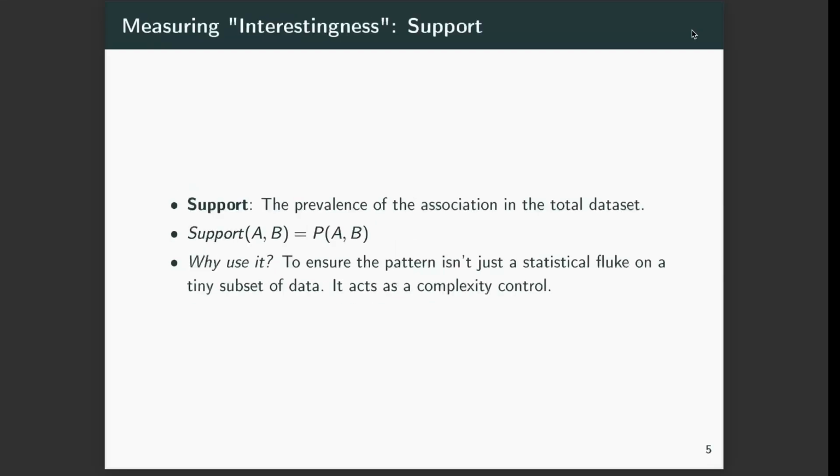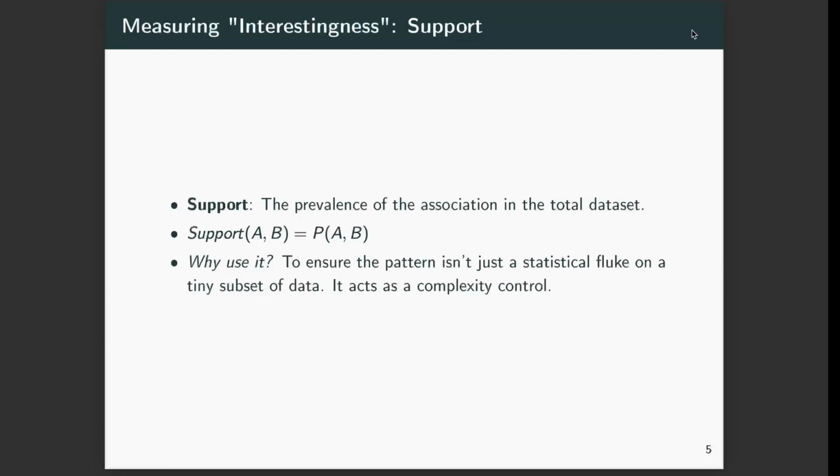The first measure is called support. Support measures the prevalence of an association in the total dataset. Formally, the support of items A and B together is simply the probability that both A and B appear in the same transaction, which we write as P of A, B. So if out of 1 million transactions, 50,000 contain both item A and item B, then the support of this association is 50,000 divided by 1 million, which is 5%.